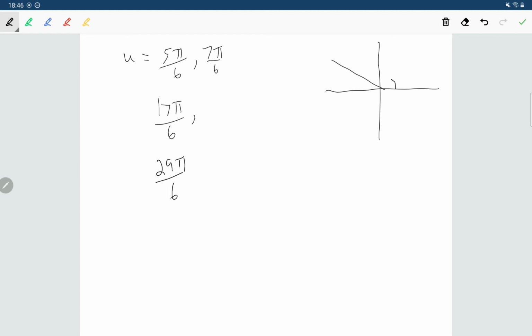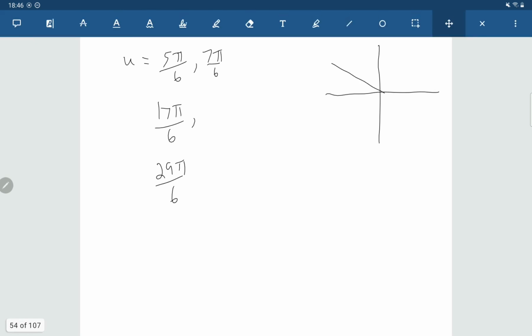If you did 3 full circles and added 5 pi over 6, you would have gone beyond our interval, because remember, our interval was up to 13 pi over 2, which is 3 full circles plus pi over 2. 3 full circles plus 5 pi over 6 is a little bit beyond our interval, so that means that's all that we have for the angles that are coterminal to 5 pi over 6.